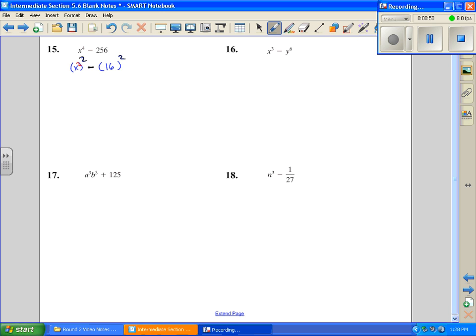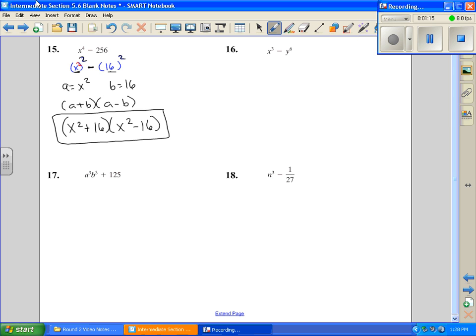So since I can rewrite it like that, my a is going to be this x squared, and my b is going to be 16. Now I need to do a plus b, a minus b, my formula for difference of squares. That's going to be x squared plus 16 and x squared minus 16. So sometimes if you don't recognize it right off, you may want to try this step where you rewrite it so you can see it.